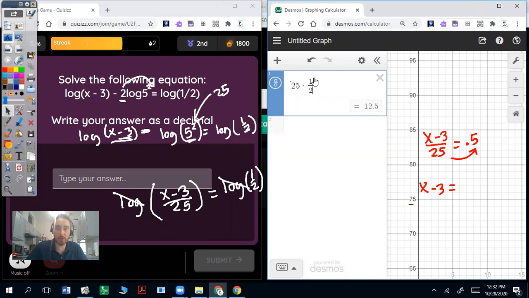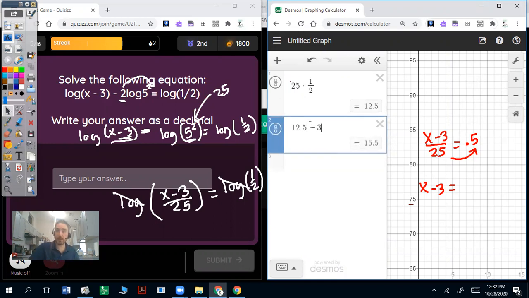And then you're going to add the 3 to that. And so you'll get 15.5, as evidenced by my calculator work here. So you're going to get 15.5.